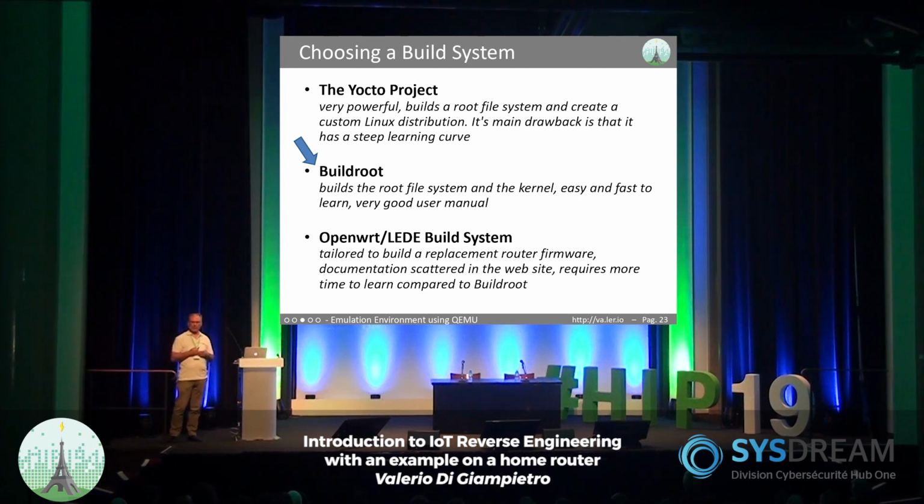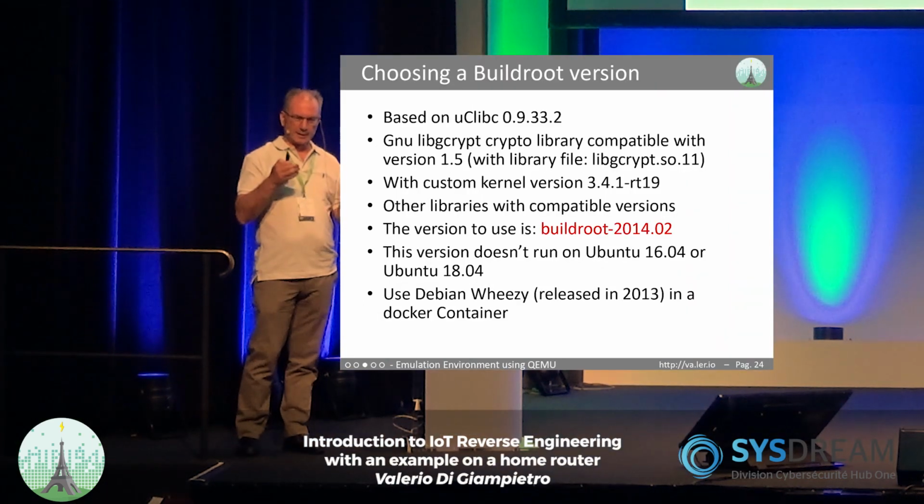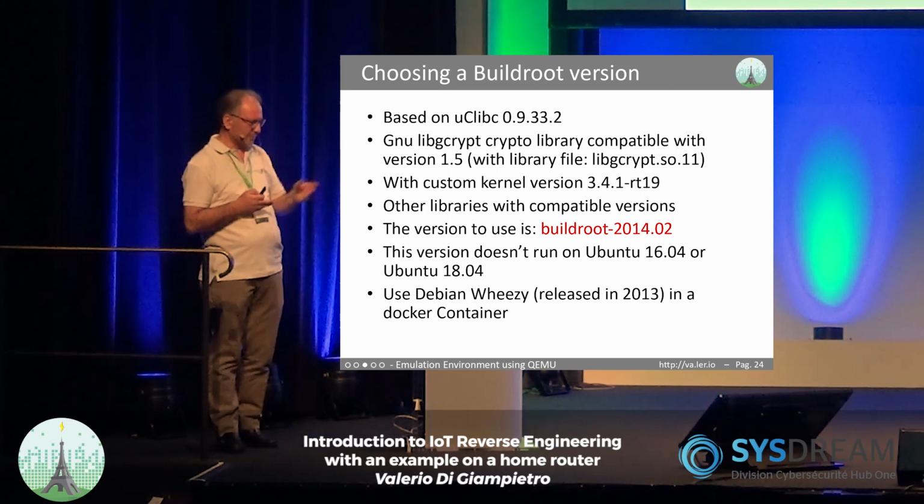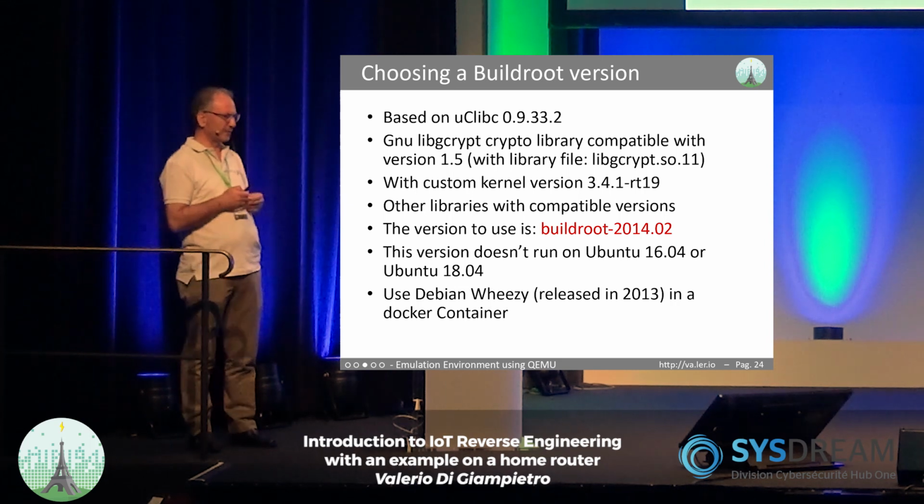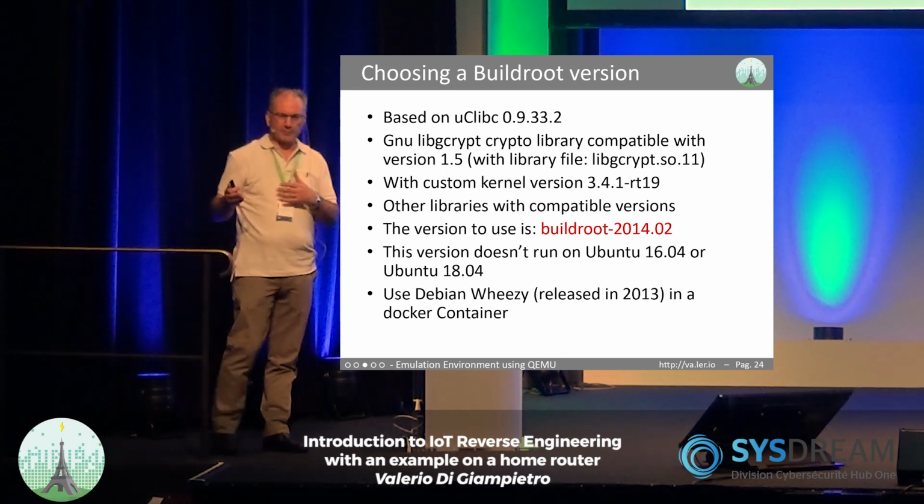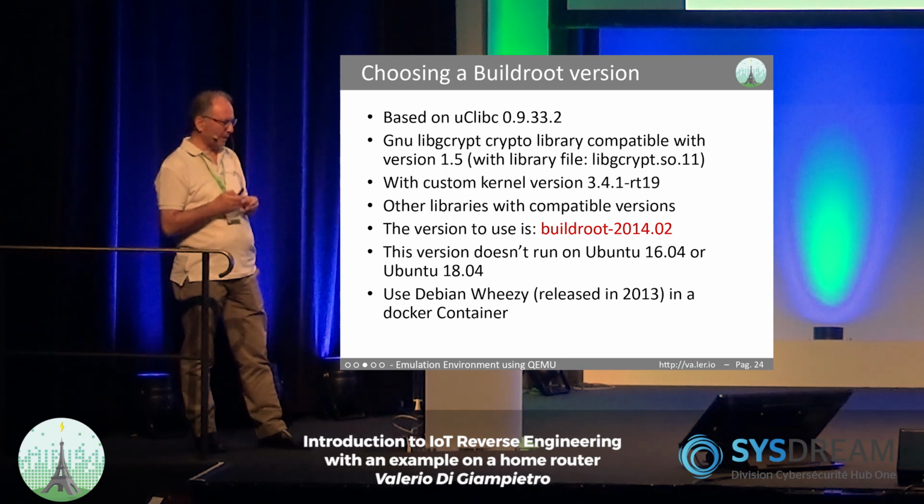Choosing buildroot is not enough. We want to have a root file system that is compatible with what we have on the IoT device, because we want to run IoT device binaries. So we also have to choose a buildroot version, because we want a root file system based on the same components that we have on the IoT device. It has to be based on the same musl libc version. It must have a compatible libgcrypt crypto library. It must have the same kernel. And other libraries should also have versions compatible with what we have on our IoT device.